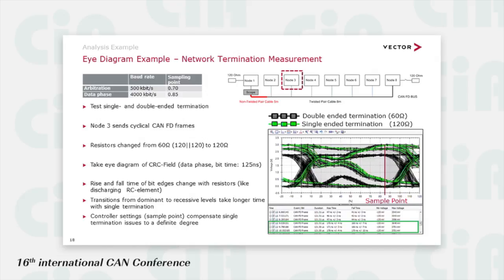What I wanted to point out here is that you can compensate issues on the physical layer with an intelligent choice of bit timing to a definite degree. And it's normally not the intention to have a single terminated CAN bus, but I wanted to show the effects and how you can read the effects from an eye diagram.